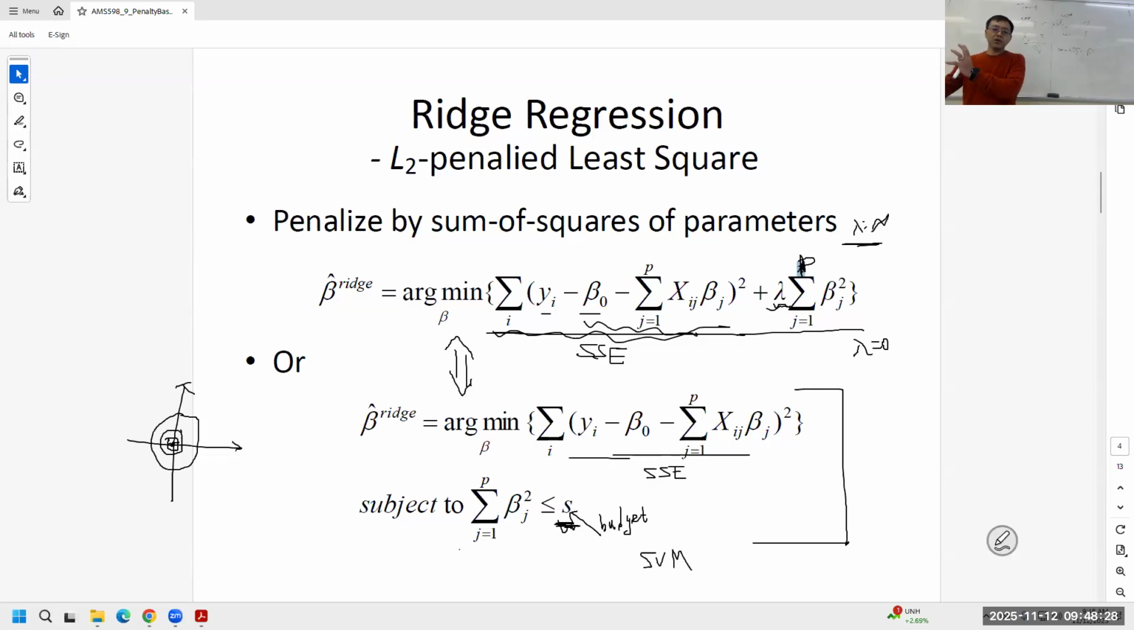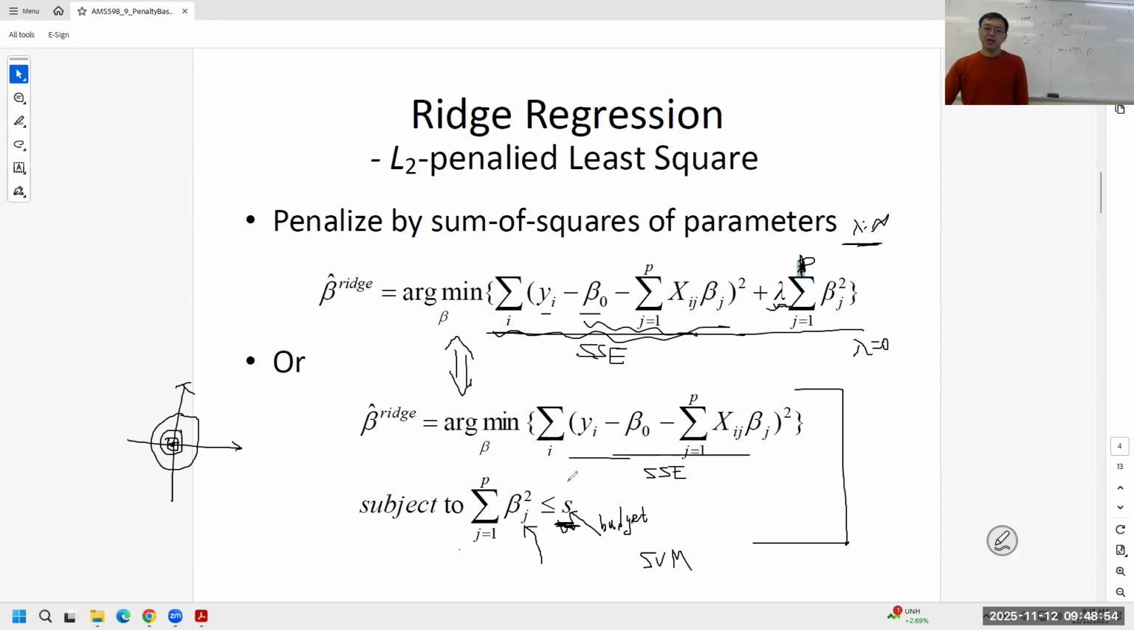Then what do you try to do? You try to spread this budget somehow to each of the betas, because each beta is going to contribute to the budget. You want to spread the budget to the beta j's and try to make the beta j's minimize this SSE. So that's this concept.